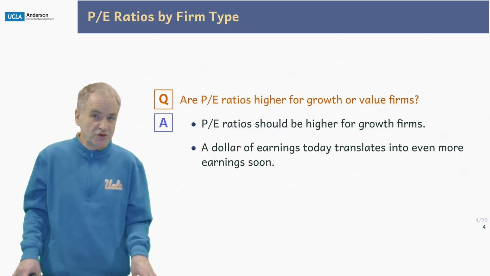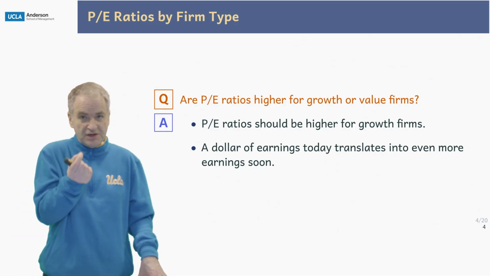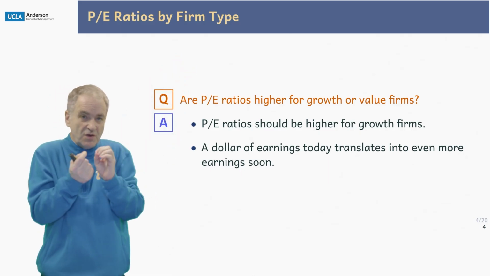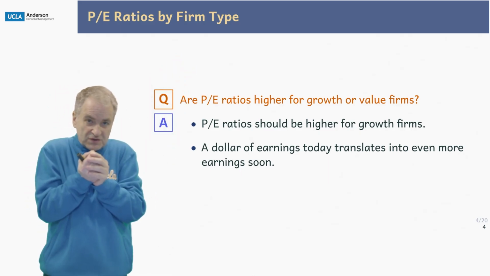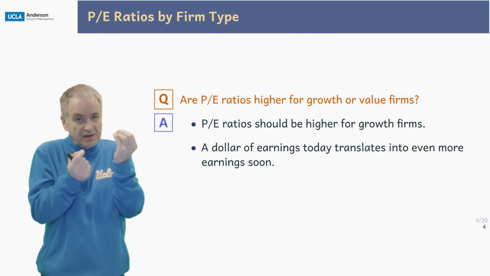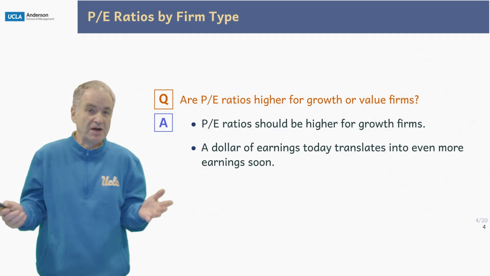Well, PE ratios should be higher for growth firms. If you think about this, every dollar of earnings today translates into a lot more earnings in the future. So a dollar worth of earnings today is worth a lot more price. It's worth a lot more value than the equivalent where the earnings next year are almost all shrunk or forgotten or don't appear again.